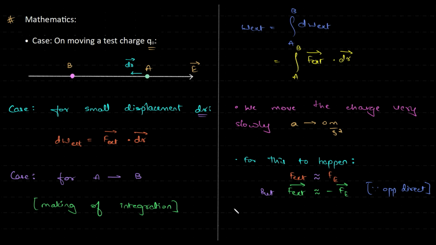So with all of this in mind, the work that we do is a negative integration of the dot product between the electrical force and your displacement vector from A to B. Okay, guys. Sorry, this is not the potential difference. This is not for a unit charge. This is the work done by the external field.